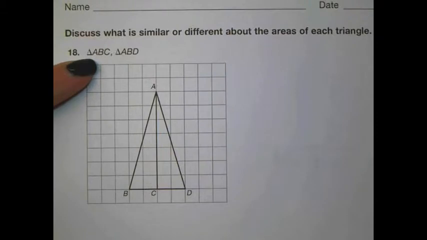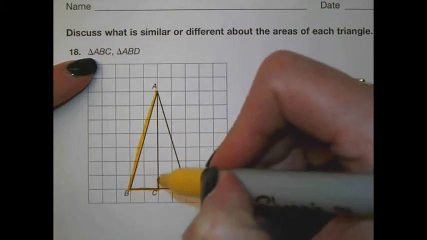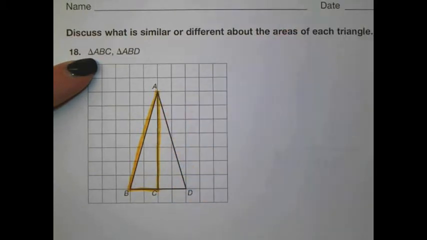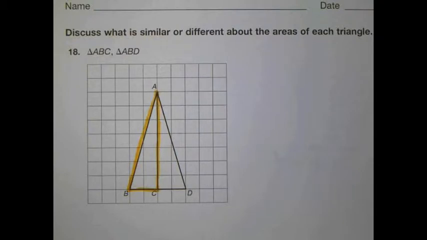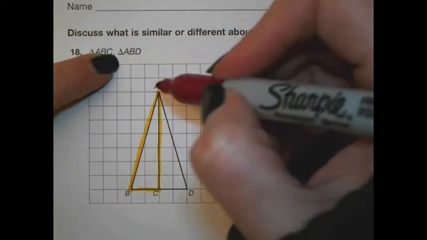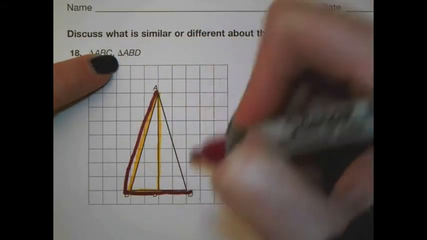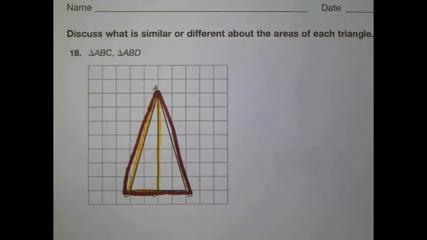So the first triangle is triangle ABC. So I'm going to go ahead and trace triangle ABC in yellow. Then the next triangle I'm looking at is triangle ABD. So kind of on the outside of that, I'm going to trace ABD. So it's easier for me to visualize the two triangles that I'm talking about.